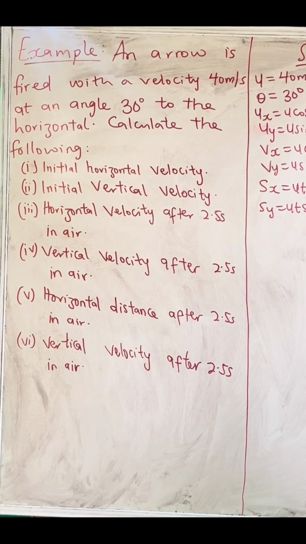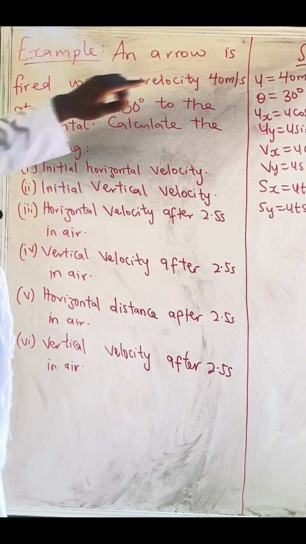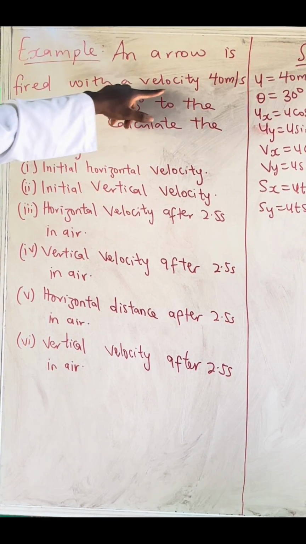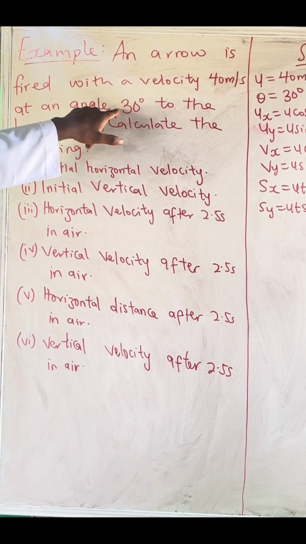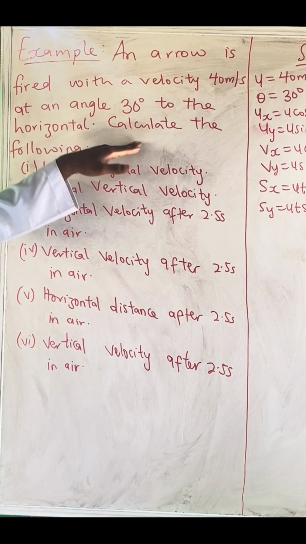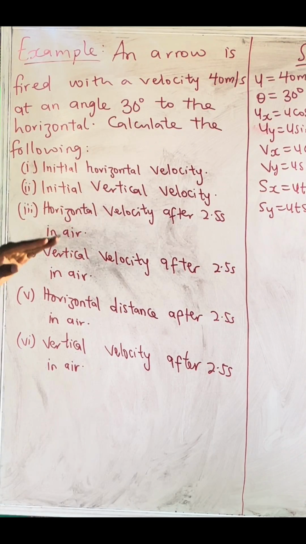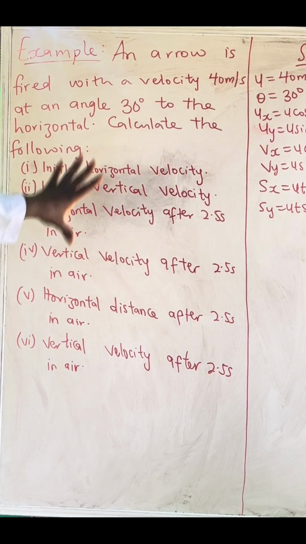So guys, let's look at a particular example to justify all these formulas we've written above. The example we are going to be looking into now is, if an arrow is fired with a velocity of 40 meters per second at an angle of 30 degrees to the horizontal, calculate the following. So they can ask you to calculate any of these questions.